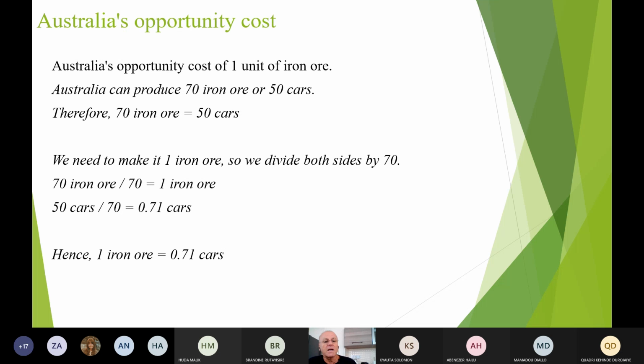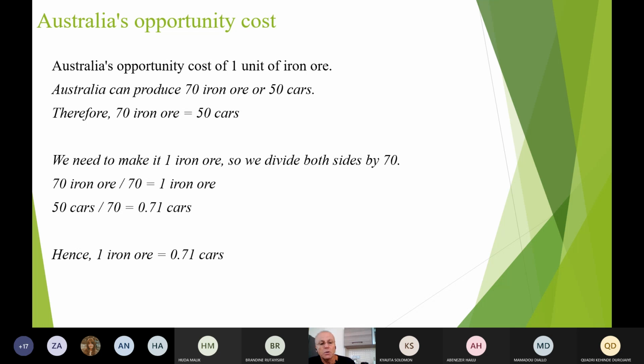Now, Australia's opportunity cost is supposed to be similar. Australia can produce 70 iron ore or 50 cars. Therefore, 70 iron ores is supposed to be equal to 50 cars, which is not realistic, but we are going to assume it for the opportunity cost estimation, and we need to make it 1 iron ore, so we divide both sides by 70 for being able to determine this opportunity cost, these disparities or differences in the countries for making some trade or having some trade relations.